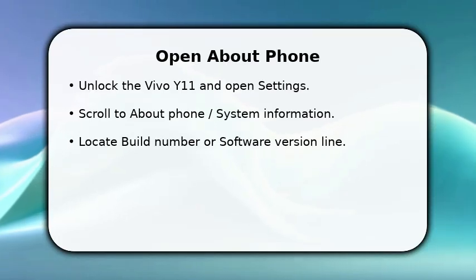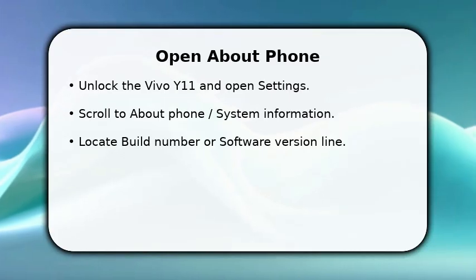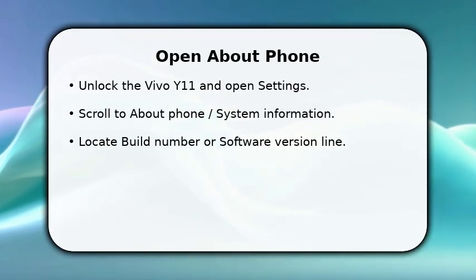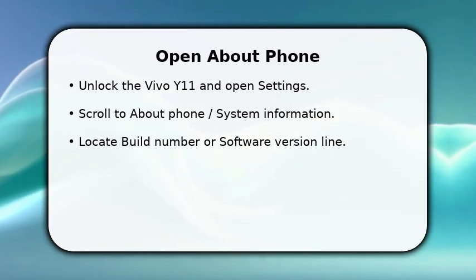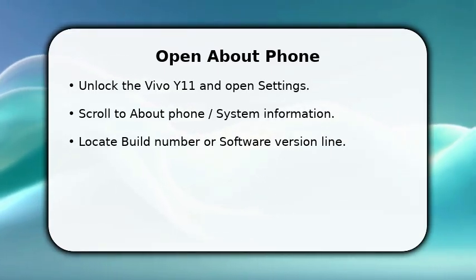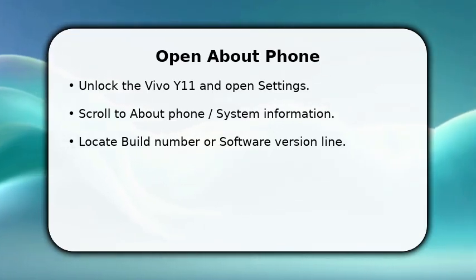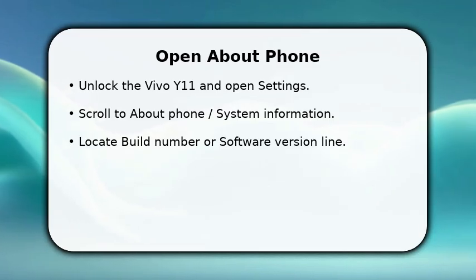You start now, unlock your Vivo Y11 and go straight into Settings, not Apps. Once in Settings, scroll to About Phone or System Information and find the build number or software version entry. You do this because developer options are hidden by default to prevent accidental changes. Revealing them requires tapping the build identifier.